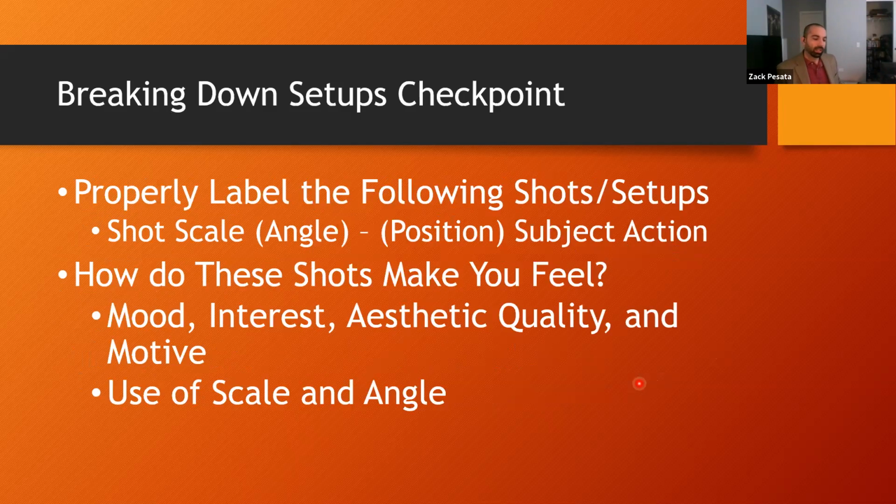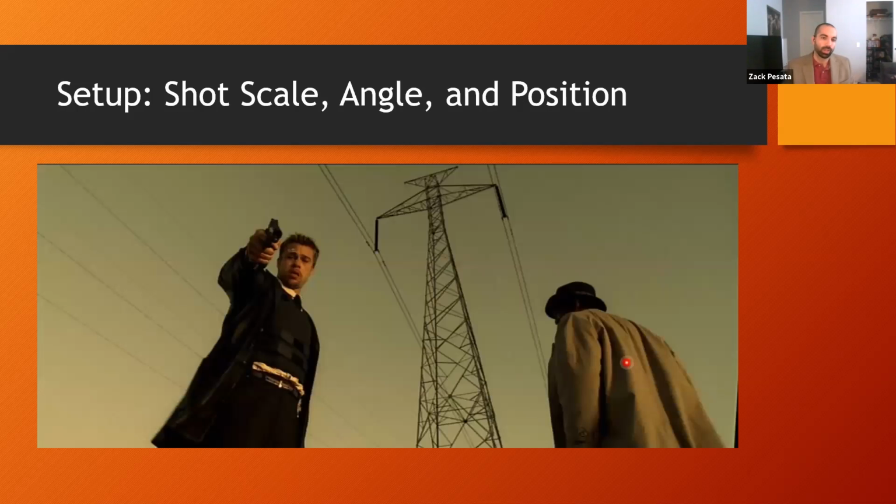Okay, so we're gonna do a little bit of a checkpoint. So I'm gonna show you a couple of setups here. Make sure to properly label the following shot/setups with shot scale, angle, position, subject, action. And in addition to that, think maybe back on sources of lighting too, which we won't have time to talk about, but think about the reasoning for these setups. So here we go. I'm going to park on this for just a second.